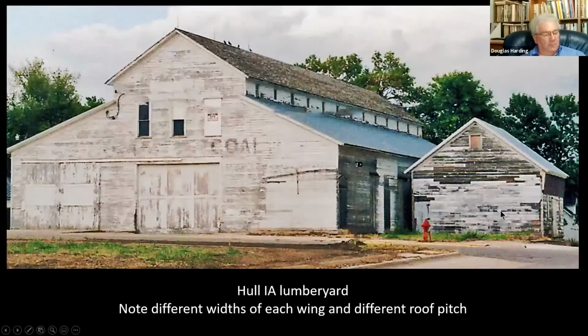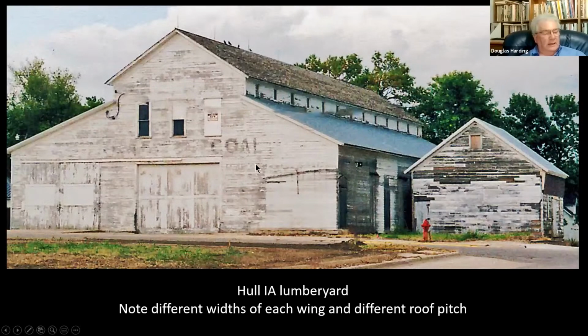So this one is in Hull, Iowa, but I want you to notice how this wing on this side is wider than this wing on this side. And you can tell two ways. Also, the roof pitch is different, even though they both are at the same height. The pitch is different because this one's a narrower width.